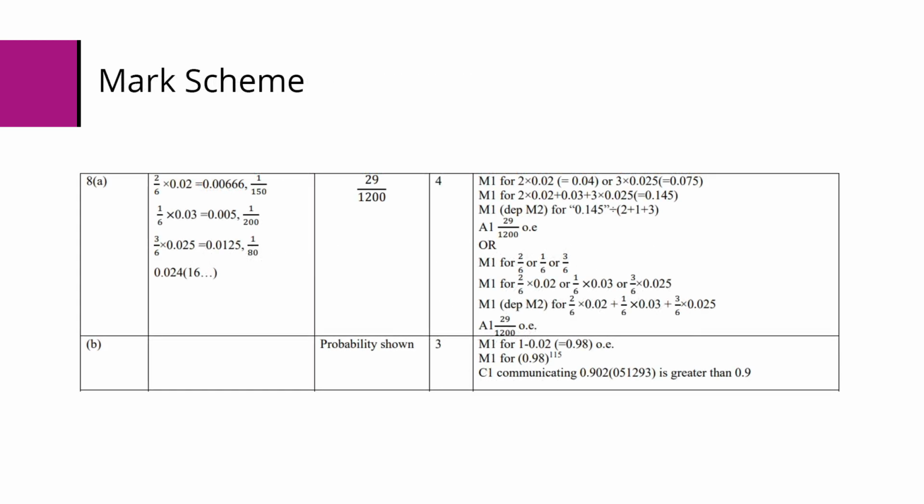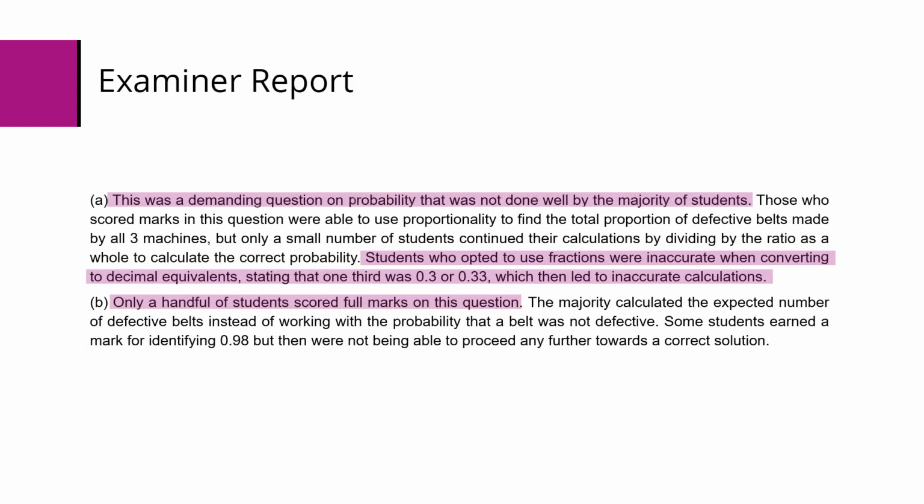Here's the mark scheme. The exam report suggested it was a demanding question for probability. It was not done well by moderate students. Students who opted to use fractions were inaccurate when converting to decimal equivalents, for example stating that 1/3 was 0.3 or 0.33. This will lead to inaccurate calculations. Only a handful of students scored 4 marks on Part B.